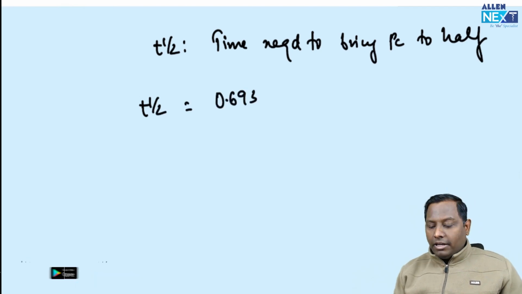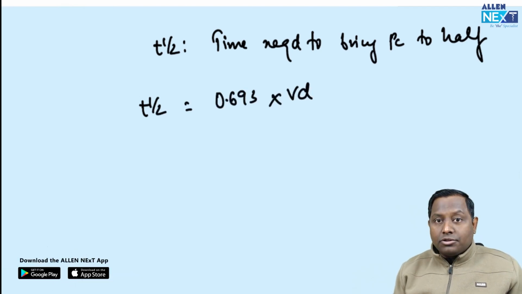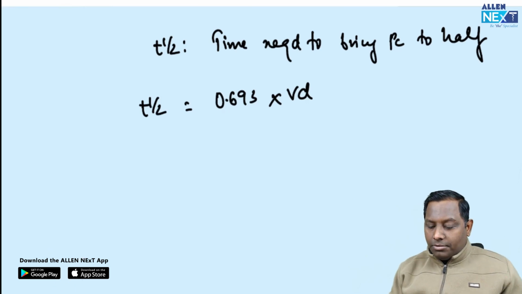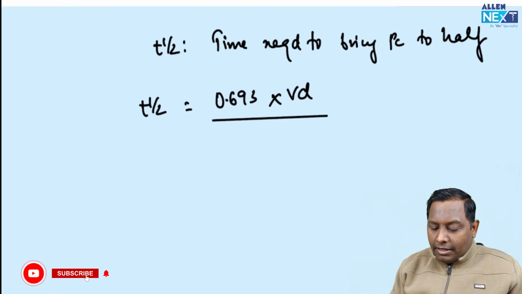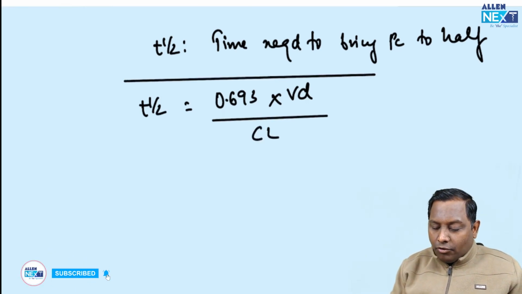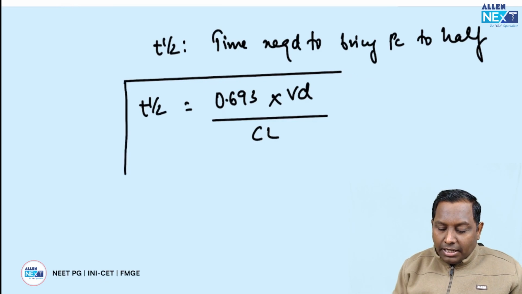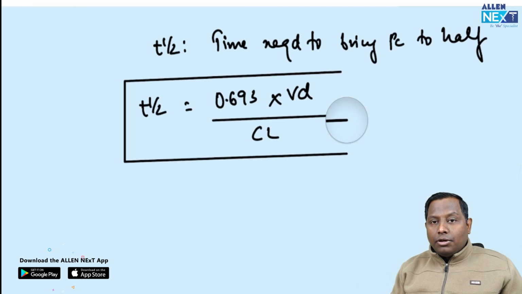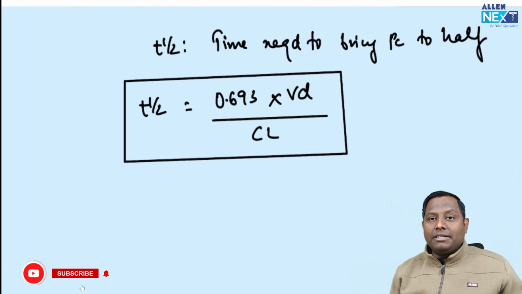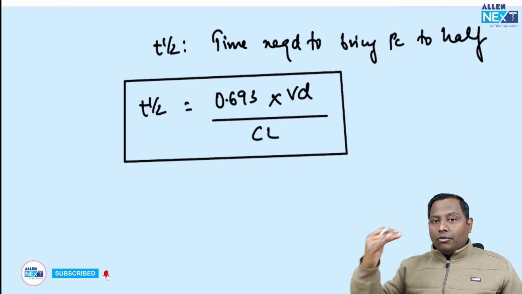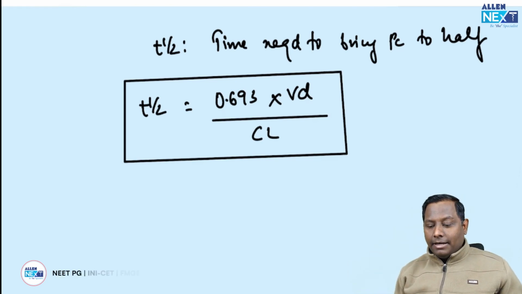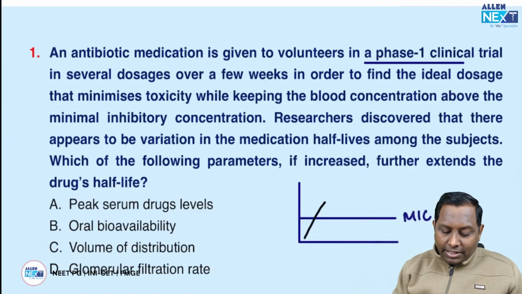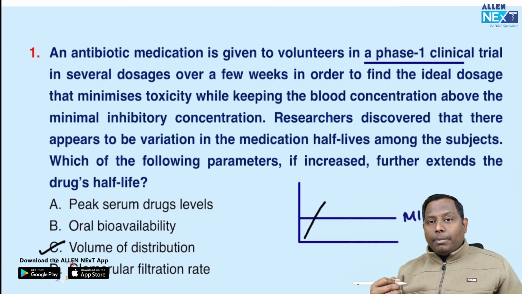0.693, the constant value, and it is directly proportional to volume of distribution. The higher the volume of distribution, the higher the half-life, and it is inversely proportional to clearance. If the volume of distribution is high, that means the drug is mainly in the tissues or in some other body compartment. So slowly from that compartment the drug will be released and come to the circulation, and ultimately the T half-life is going to increase. If you know this formula, you can easily answer this: the parameter which, if increased, increases the T half-life is the volume of distribution.